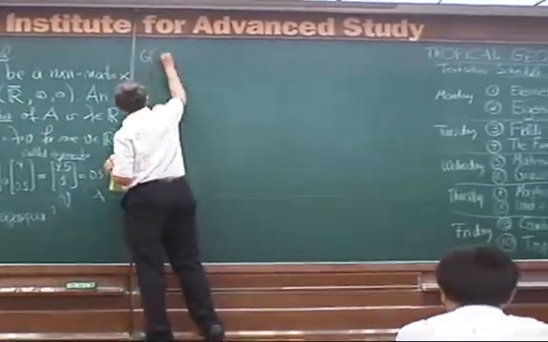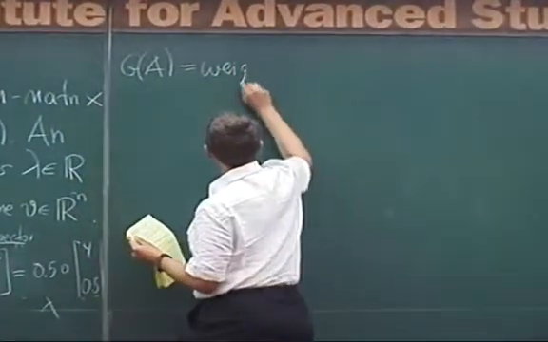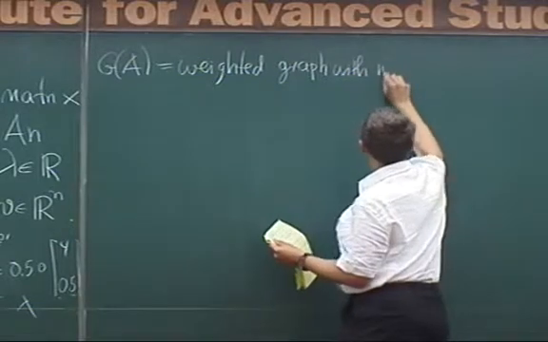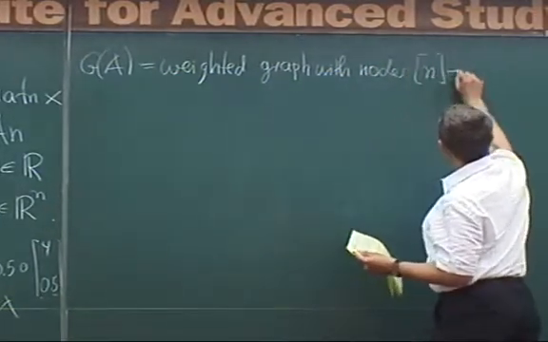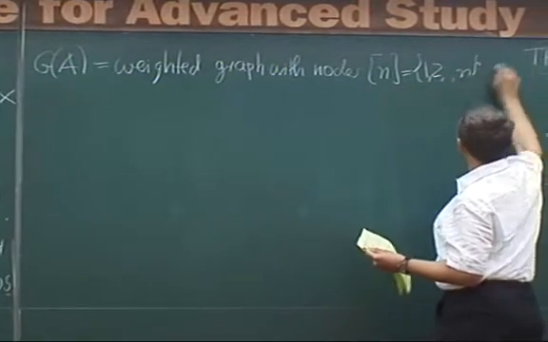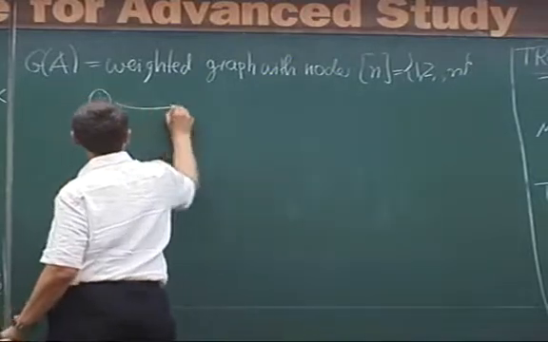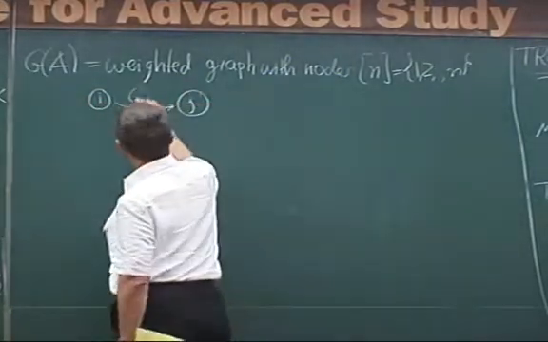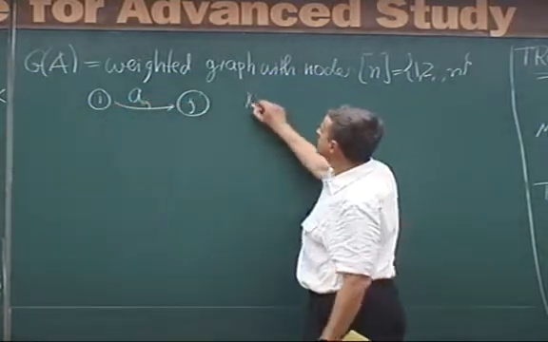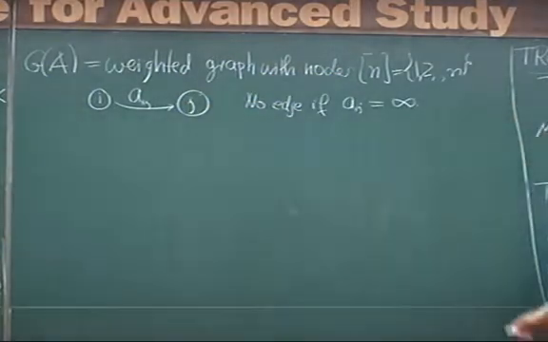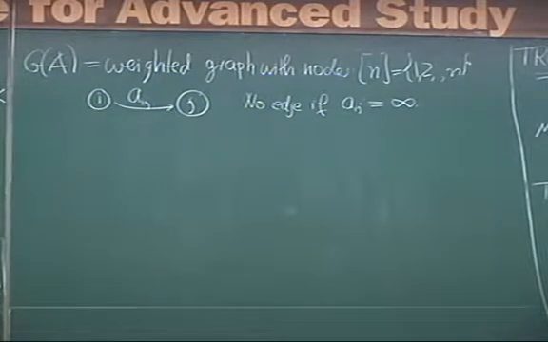So I'm going to write G of A for the weighted digraph with nodes [n]. When I write bracket n, I mean the first n positive integers, 1 up to n. That corresponds to the matrix, right? So I have a matrix, and then I have an edge from i to j with weight a_ij, and there's no edge if a_ij is plus infinity. If the matrix entry is plus infinity, that means there's no direct flight from city i to city j, and then I put plus infinity.